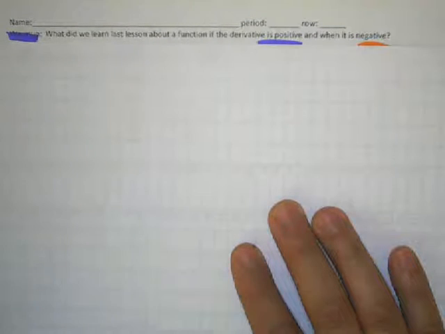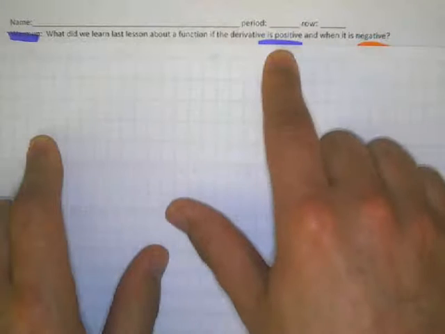All right, math study students, we're going to talk about 21B, stationary points. So before we even get started, what did we learn about the last lesson when the derivative was positive and when the derivative was negative?